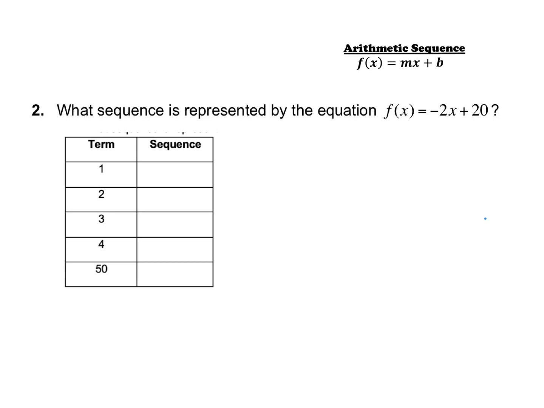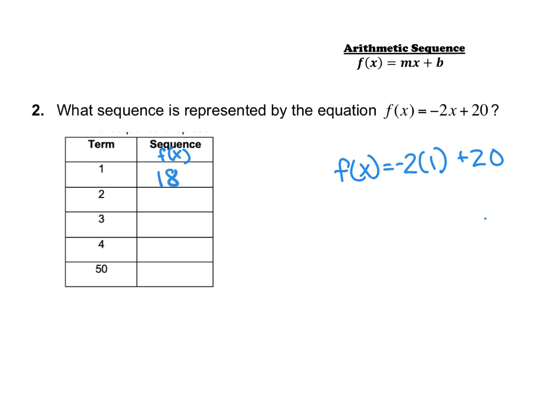All right, question number 2. What is the sequence represented by the equation f of x is equal to negative 2x plus 20? Well, again, just like we did in number 1, we're going to plug in our terms, and the terms are our x, and then the sequence is what we get for the f of x. So if I plug in a 1 right here, I have f of x is equal to negative 2 times 1 plus 20. So we have negative 2 times 1 is negative 2, and negative 2 plus 20 gives us 18.